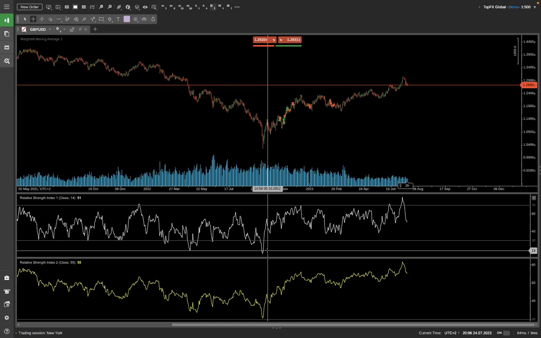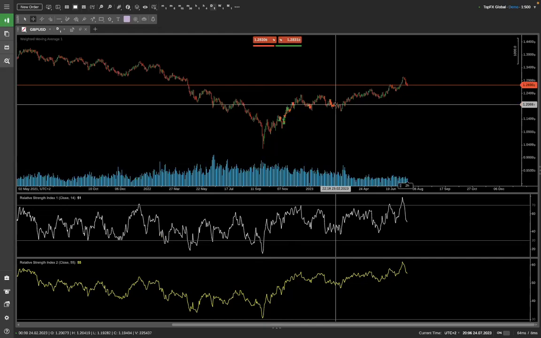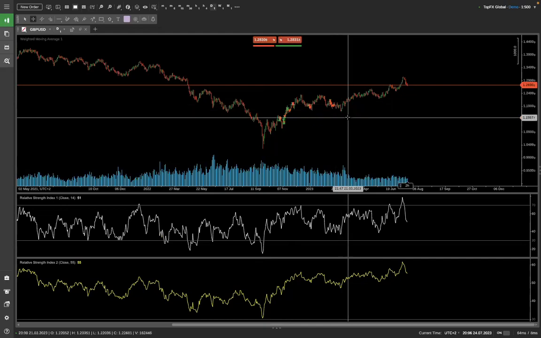So this is what the RSI tells us, basically, when we apply it to the chart. For example, here the daily chart of the British pound.